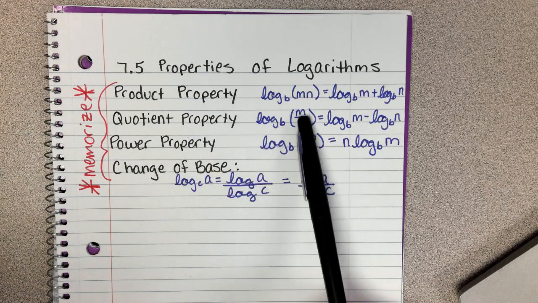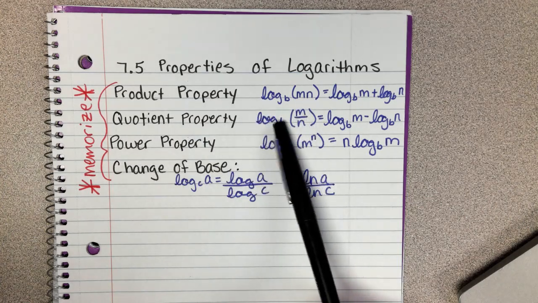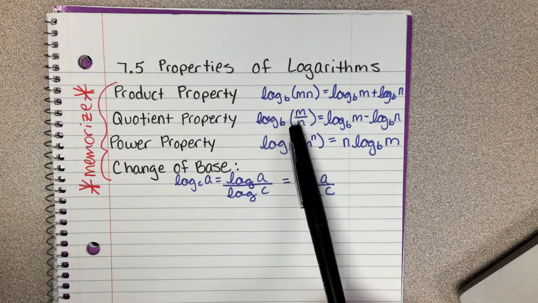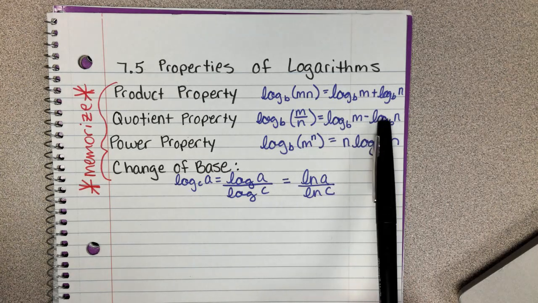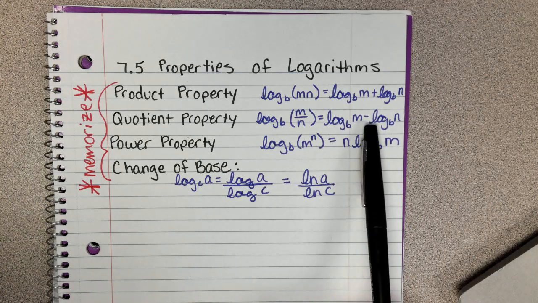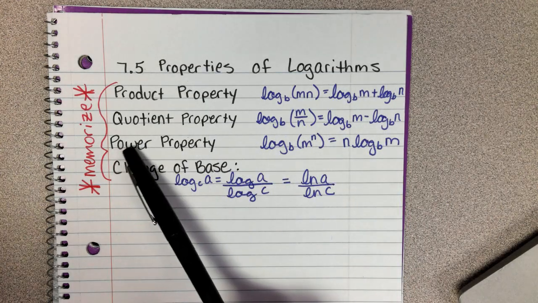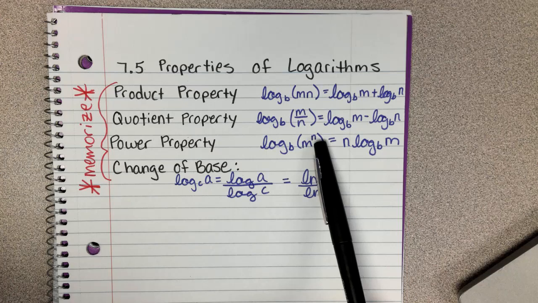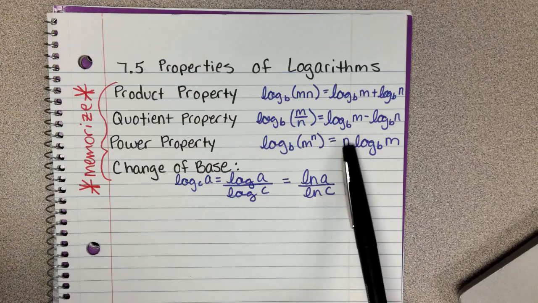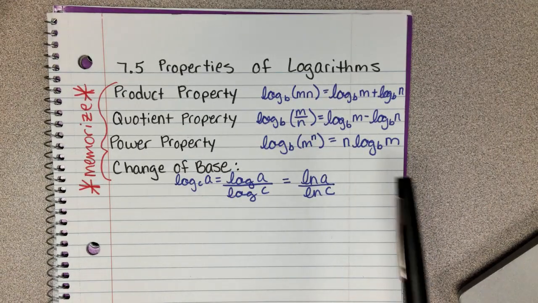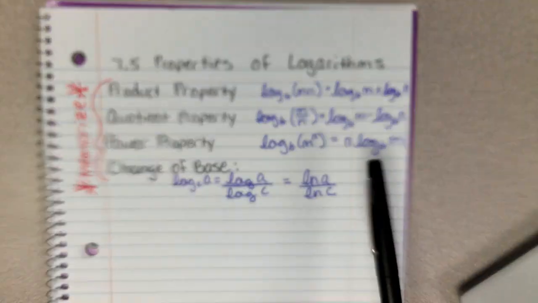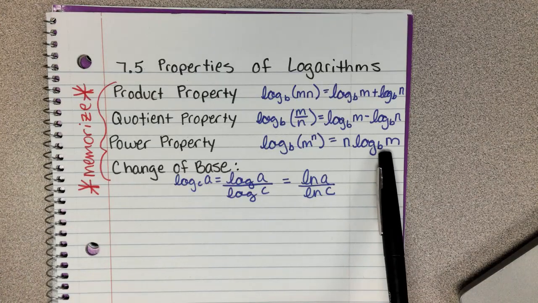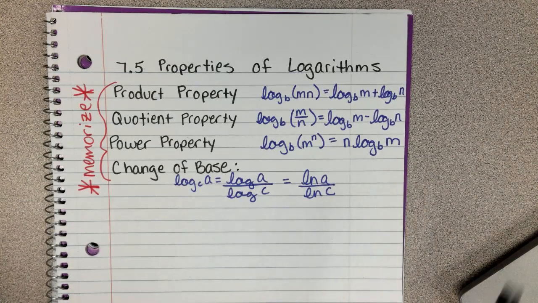Quotient property deals with division. If you have log base b of a division, then you can change that into two logarithms and you would subtract those logarithms. Power property says if you're taking the log of a number with a power, you can take this power and move it to the front, making it a coefficient of your logarithm. Then you would have the same base as always of m.